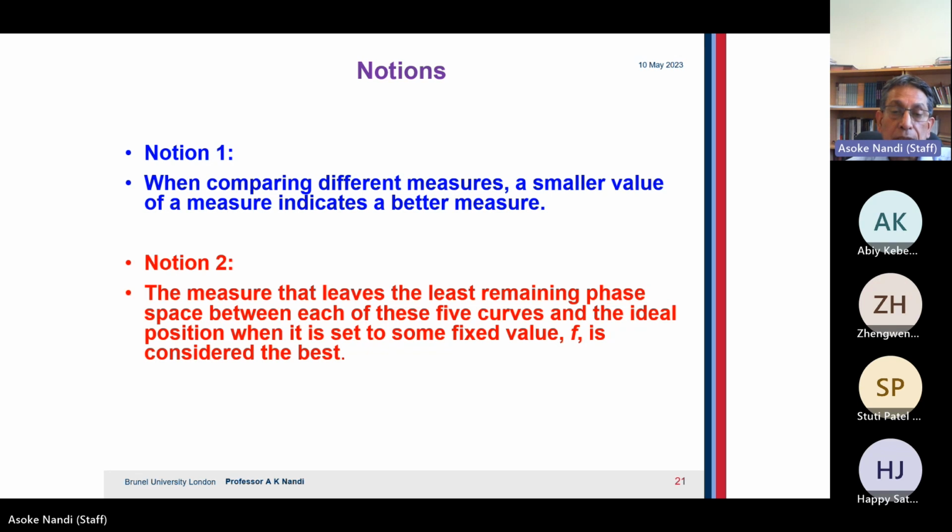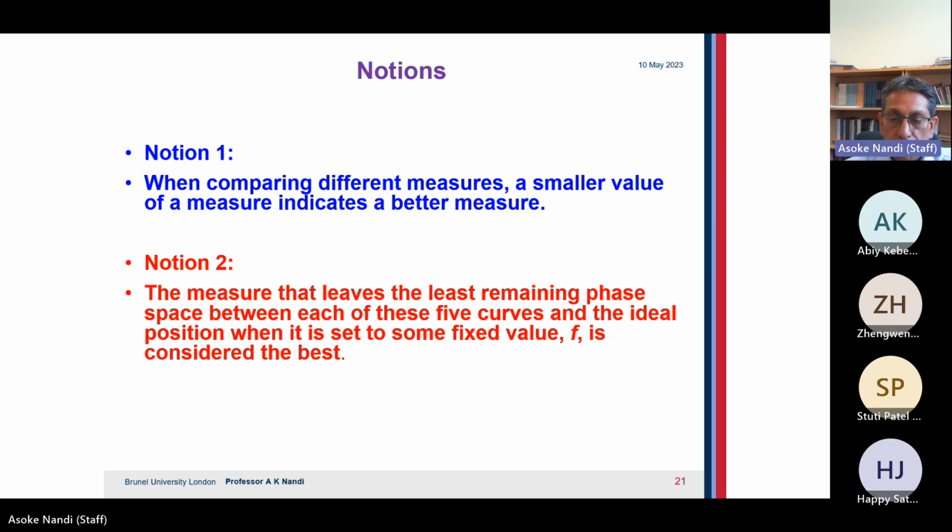And if it's three dimensions, this phase space, which in two dimensions is an area, will be a volume, and in four dimensions it will be a hypervolume. So it's not exactly the distance; we should really be looking at the remaining phase space. That's the notion that we need to have. So I created this, and it's clearly set out in the paper.